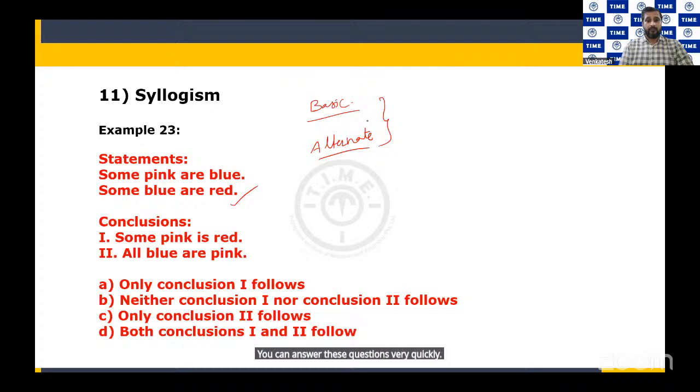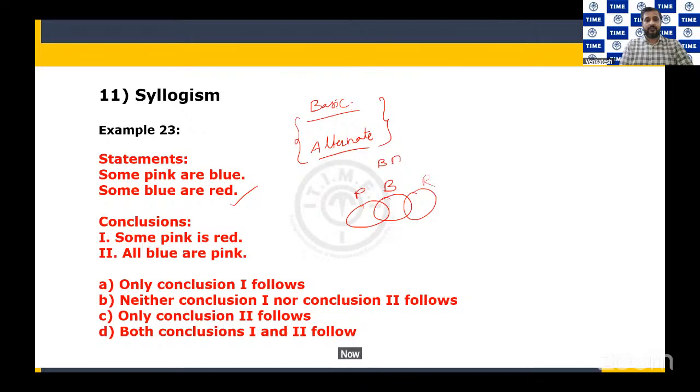This will give you the edge compared to the other students in completing the questions in less time. Let me see this question. Some pink are blue, and some blue are red. This is a basic diagram. Now let's decide your conclusions.